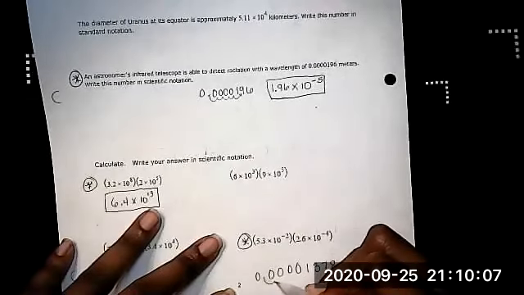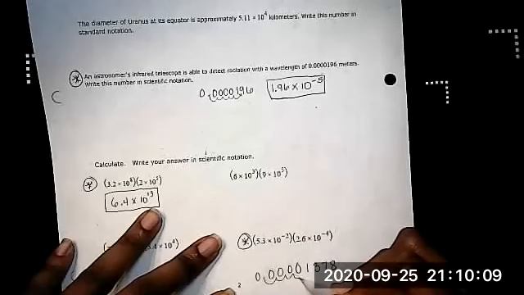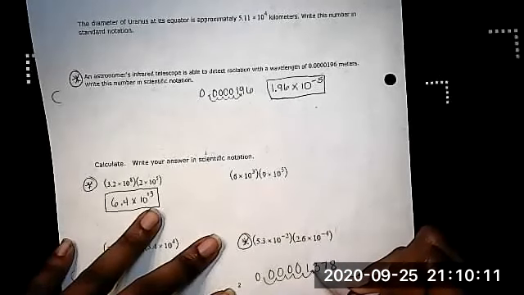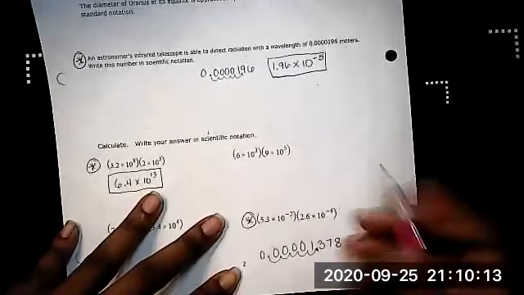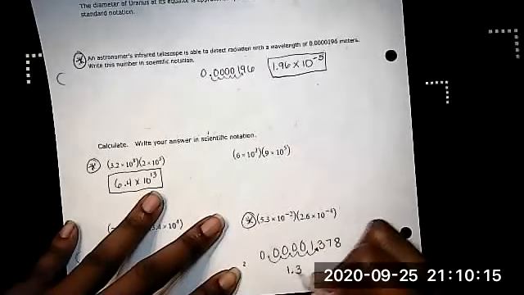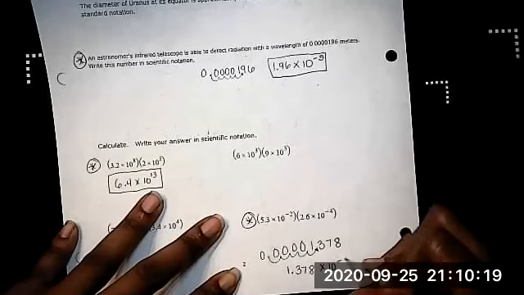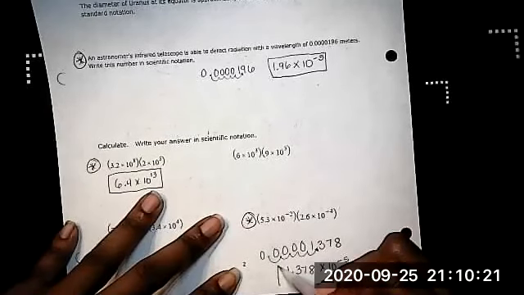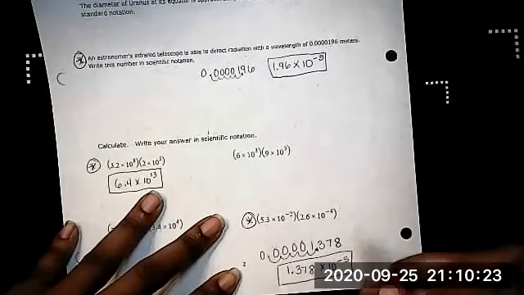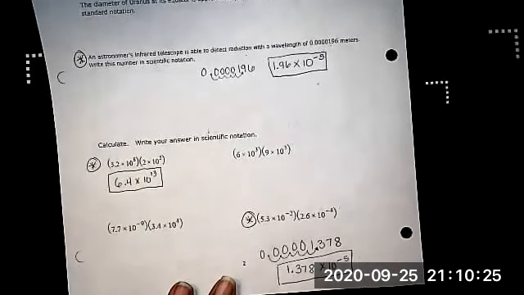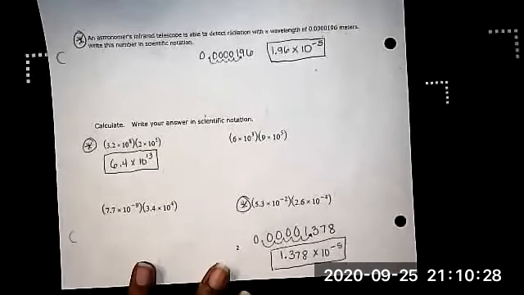Our answer is going to be 1, 2, 3, 4, 5. We're going to move that 5 times here. So it's going to be 1.378 times 10 raised to the -5. We know that that is a small decimal. So since that's a small decimal, that is our answer.